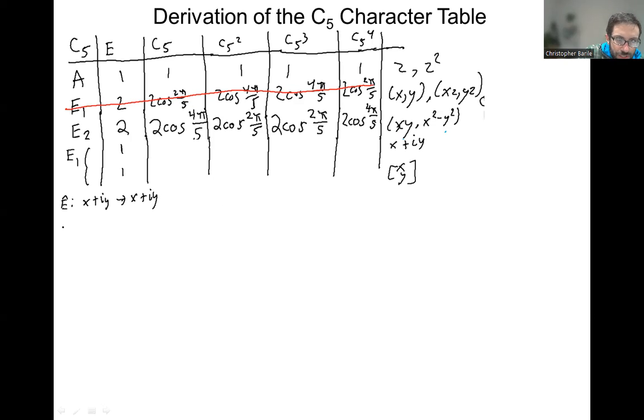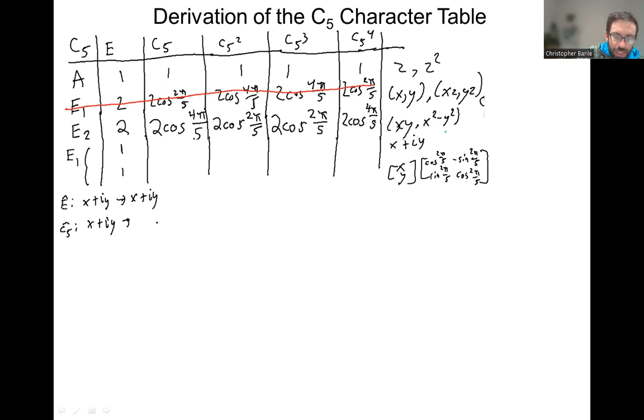But when we get to the C5 operation, we're going to run into some trouble because we need to figure out how x and y transform. They're not just going to transform into themselves. So we go to our handy-dandy rotation matrix, right? x, y transforms under C5 as the matrix with cosine 2 pi over 5, minus sine 2 pi over 5, and then sine 2 pi over 5 and cosine 2 pi over 5.